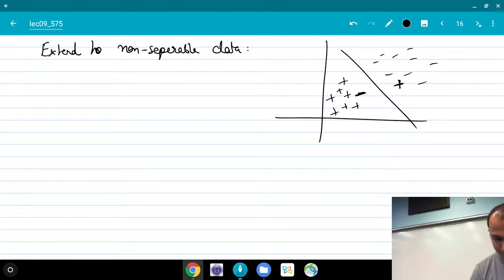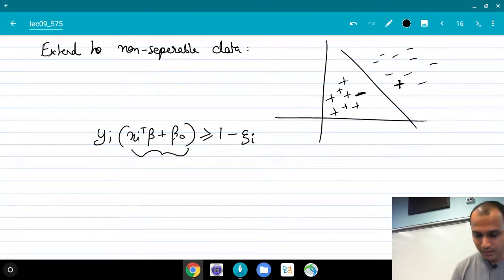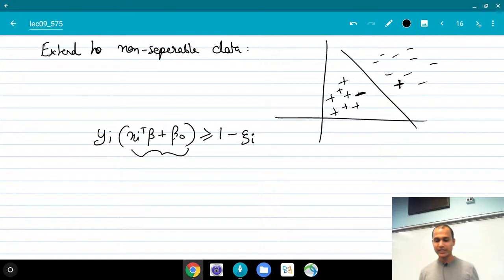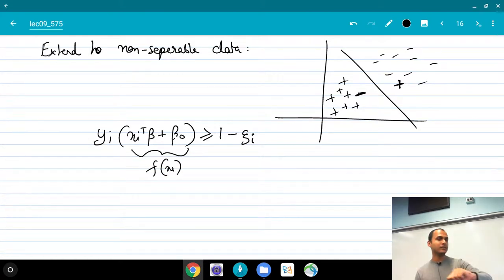In terms of constraint, that's captured by the following inequality: yi times xi transpose beta plus beta naught. Previously, we required this to be greater than or equal to 1 for all points. Maybe there is no beta and beta naught for which this is true. The yi times this is basically f of x, so y times f of x is strictly greater than 0 for one class and strictly less than 0 for the other. We can allow for a slack by subtracting xi. For most points, y times f of xi is greater than 1, but there could be some points for which y times f of xi is less than 1. It could even be negative, which means they are on the other side of the line. That's the interpretation.